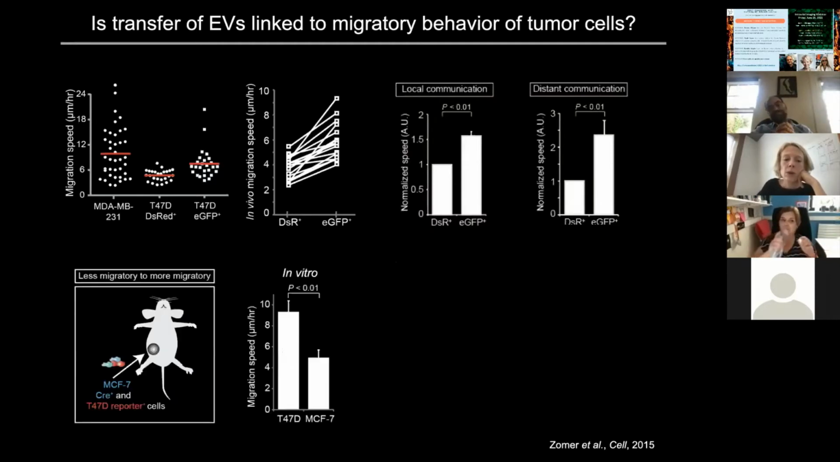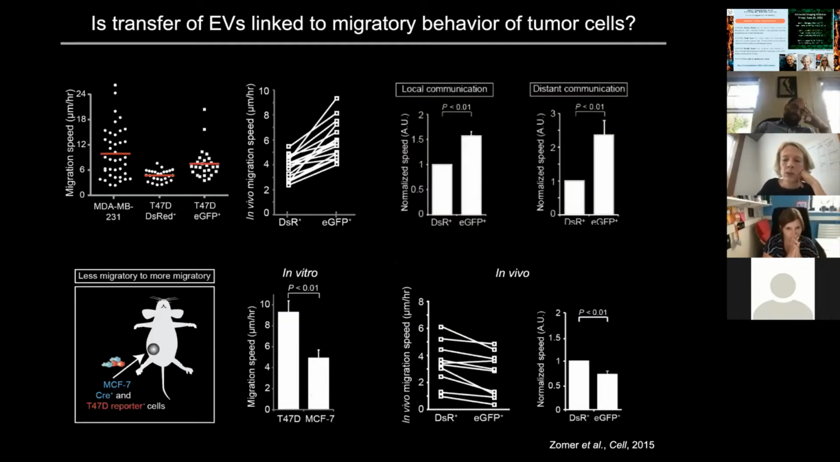So then we were wondering whether also the inverse is true. So what happens if we inject less migratory Cree cells together with more migratory reporter cells? So again, we did similar experiments for intravital microscopy to characterize the migration behavior. And in this case, the cells that report vesicle uptake have a lower migration speed than the cells that did not take up vesicles. So indeed, again indicating that a transfer of extracellular vesicles phenocopies behavior from the donor to the receptor cells.